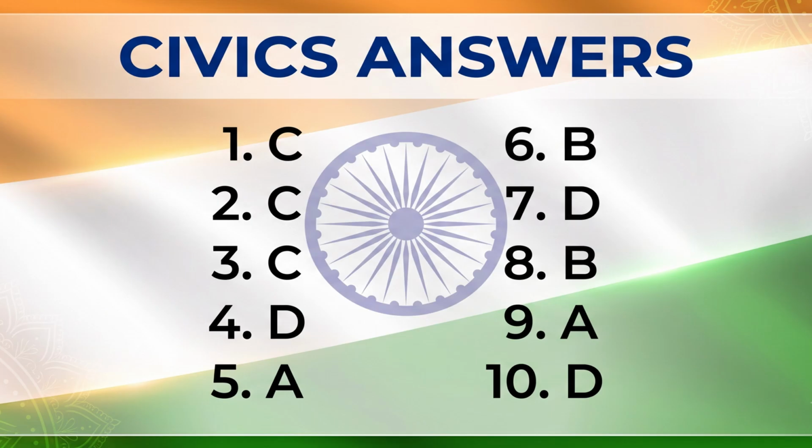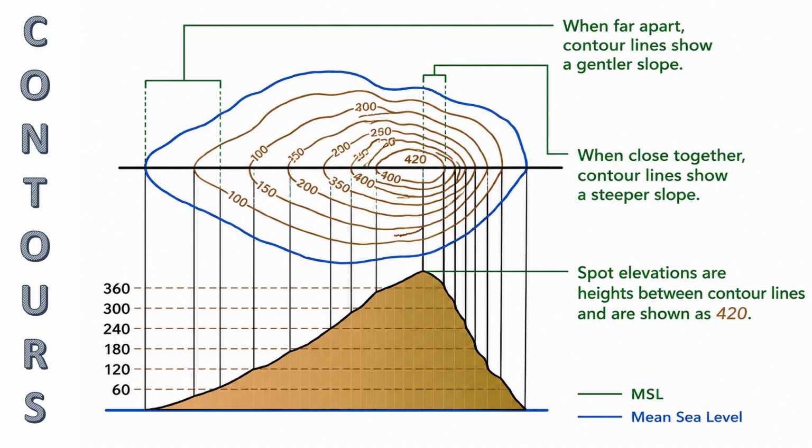Which of the following union territories does not have Rajya Sabha? B, Andaman and Nicobar. Mention the method of election of Rajya Sabha members. A, that is single transferable vote. And for the last one, which article of the Constitution says that the Vice President of India shall be ex officio chairman? That would be D.